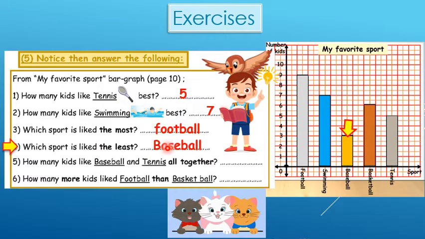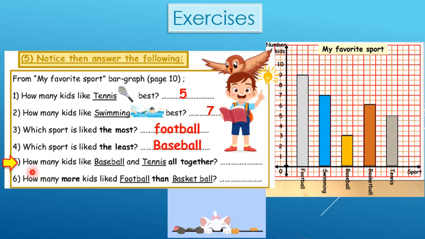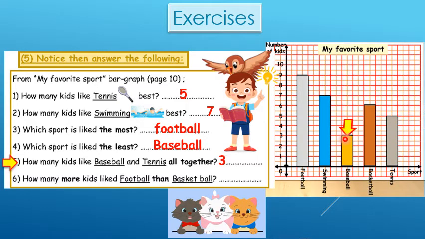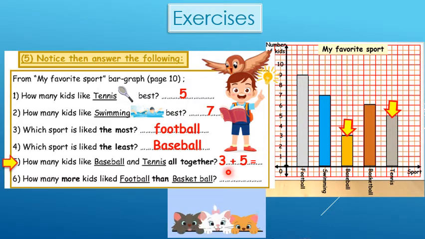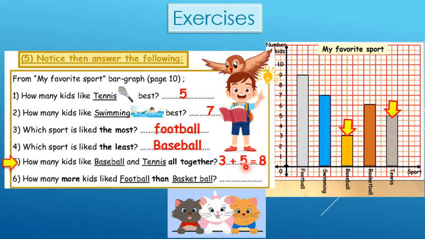It will be baseball. Now in number 5, how many kids like baseball and tennis all together? We have learned before in primary 2 that the words all together mean plus. Baseball and tennis all together means we will add baseball and tennis together. Then we will go to our graph. Baseball, how many? It will be 3. And tennis, how many? It will be 5. Then we will put plus between them. 3 plus 5 equals 8.